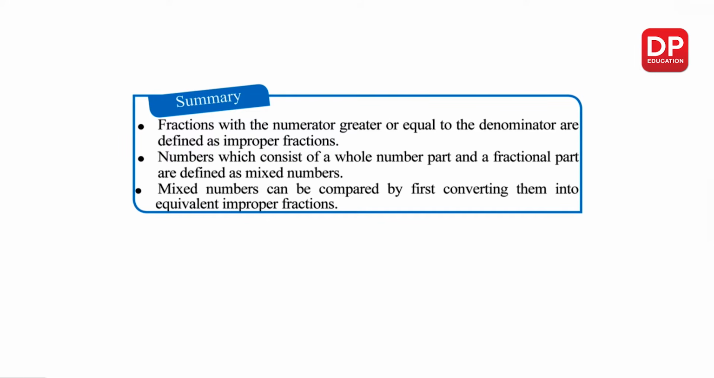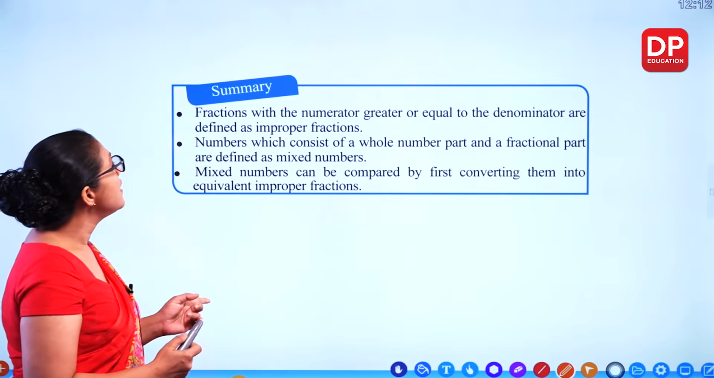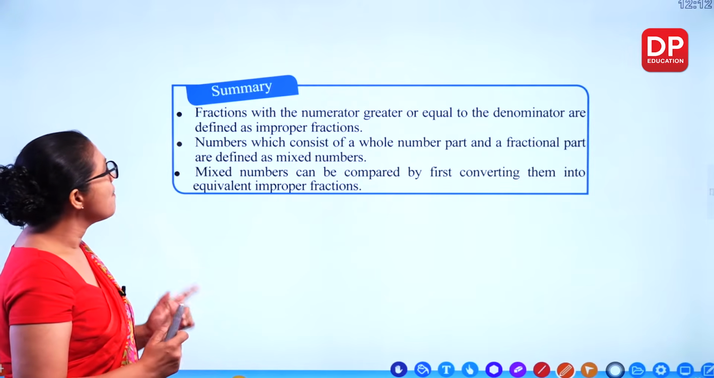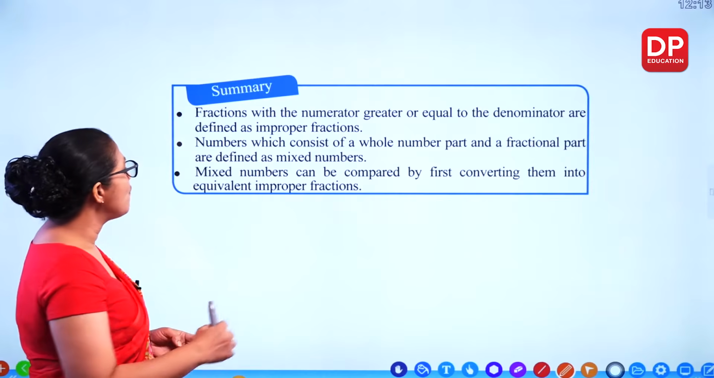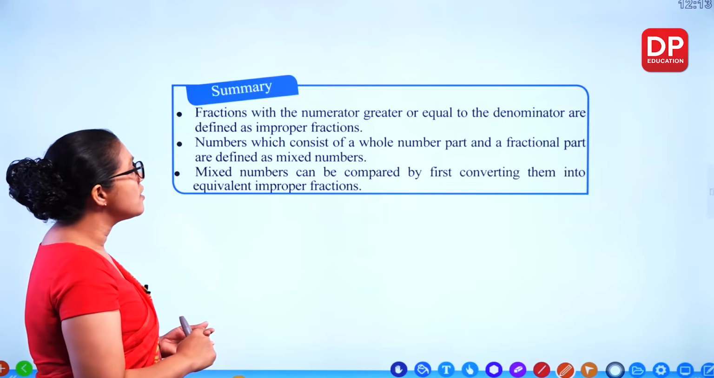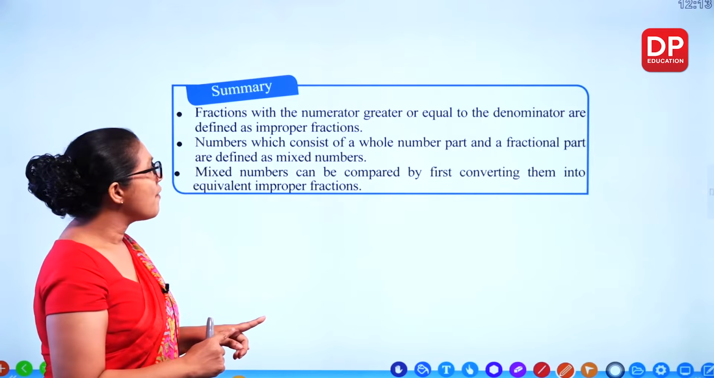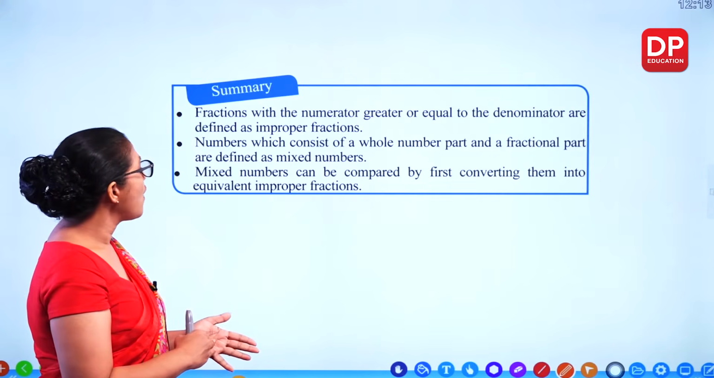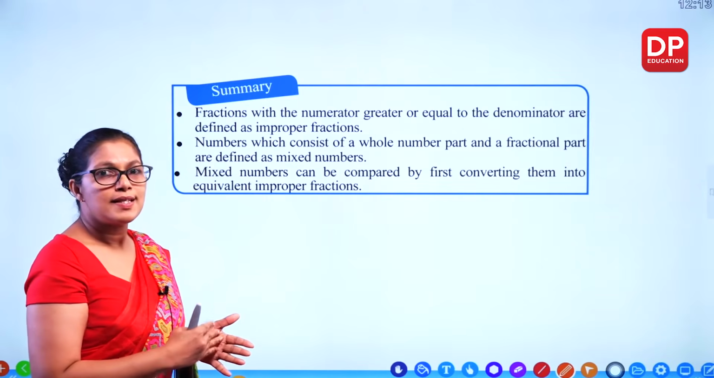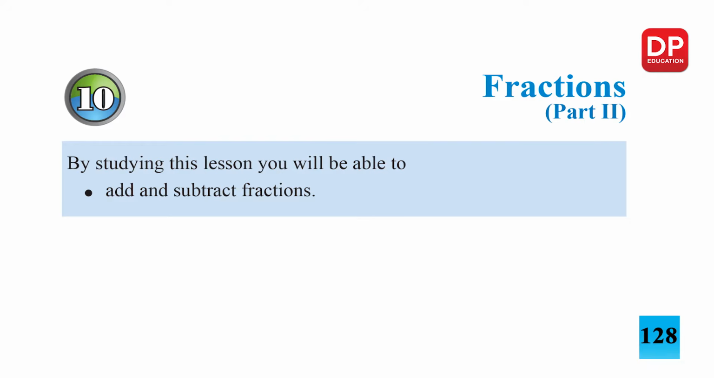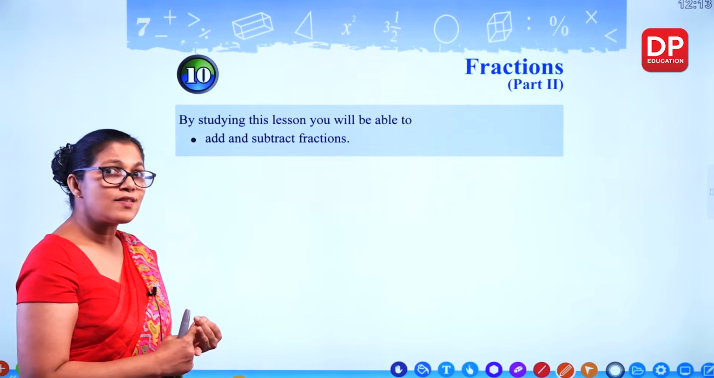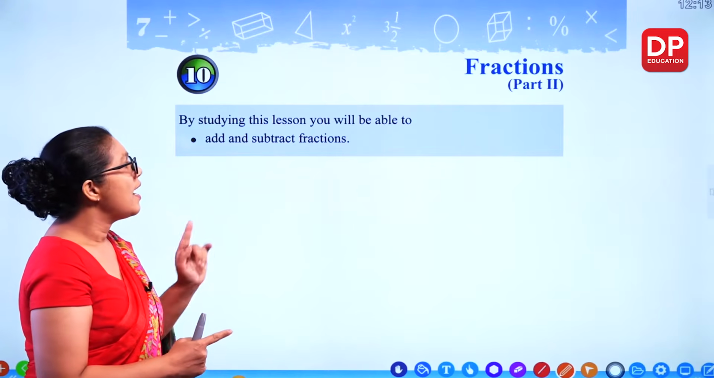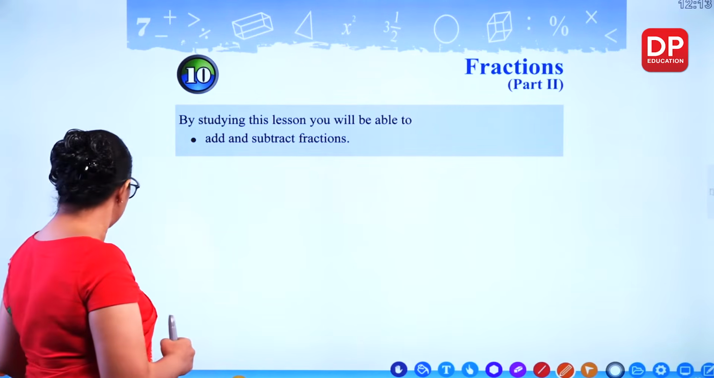So this is the end of first part. We learned in this section about improper fractions, and then what are mixed numbers, and then finally we discussed converting mixed numbers to improper fractions, as well as how to find out which one is larger. Now we'll look at the fractions. Part 2, we are studying adding and subtracting fractions. So we discussed all theory in the first part, and now we'll do the exercises.